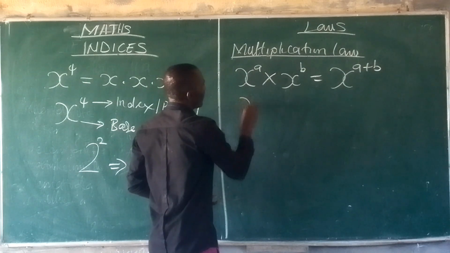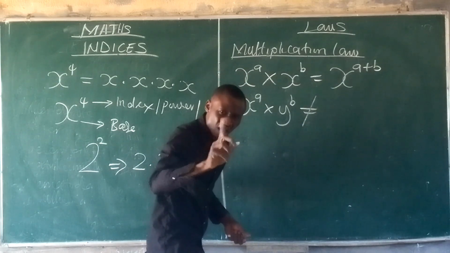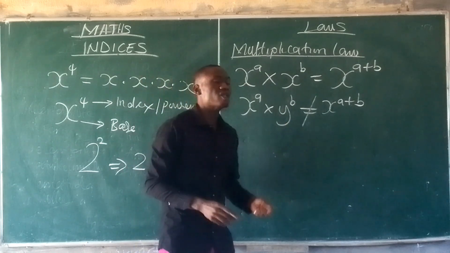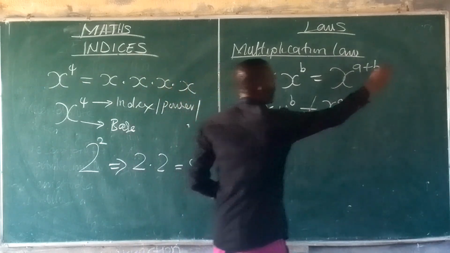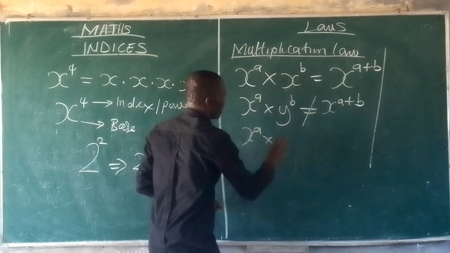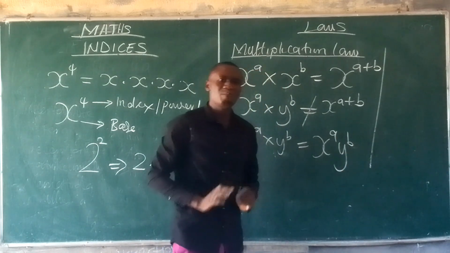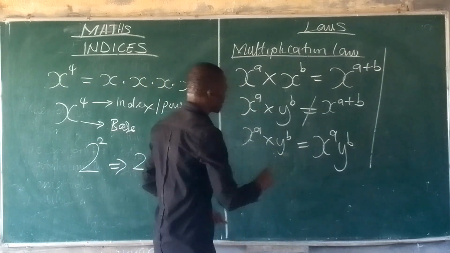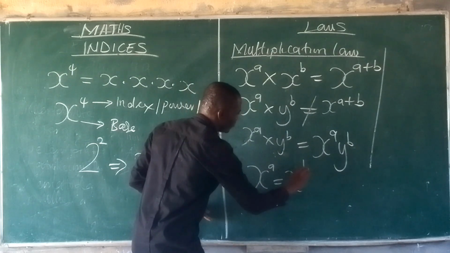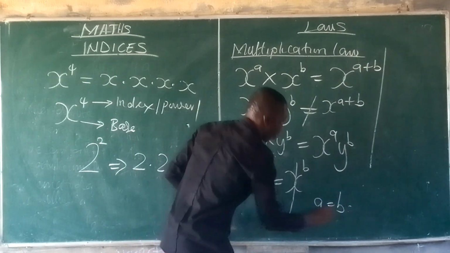Understand that when I have x to the power of a times y to the power of b, that is not going to give me x to the power of a plus b, because they are not of the same base. Instead, it is going to give me x to the power of a and then y to the power of b. And also understand, when x to the power of a equals x to the power of b, because they have the same base, this means that a equals b.